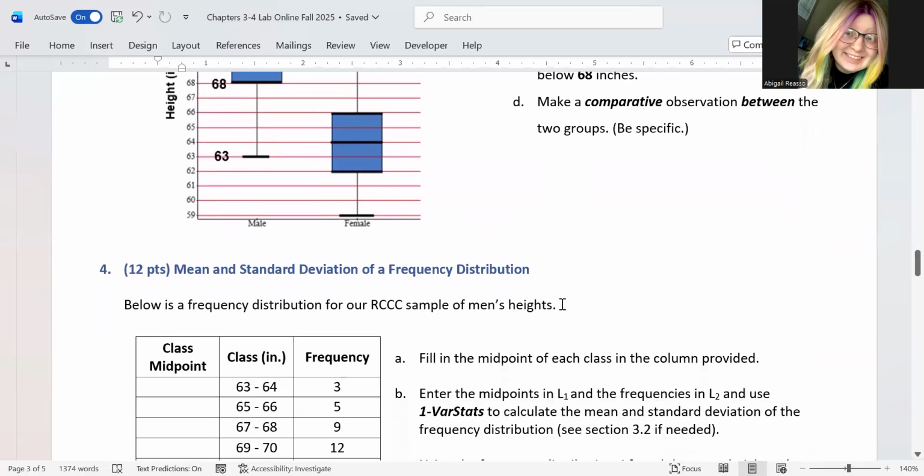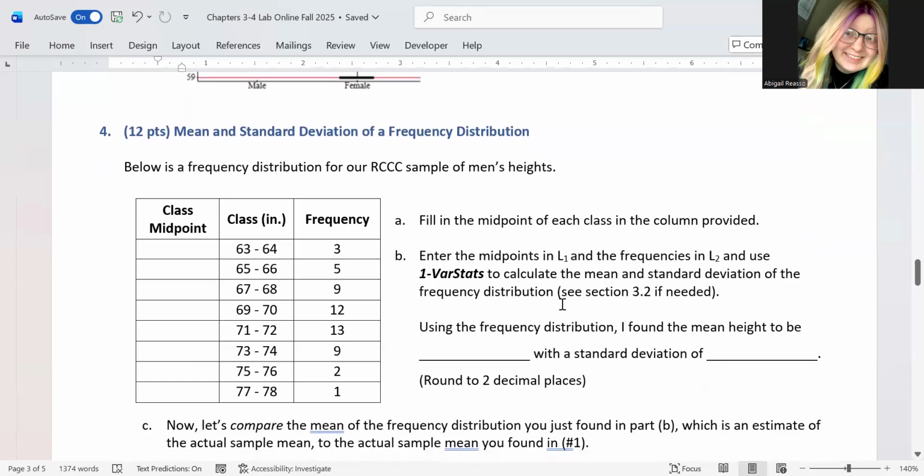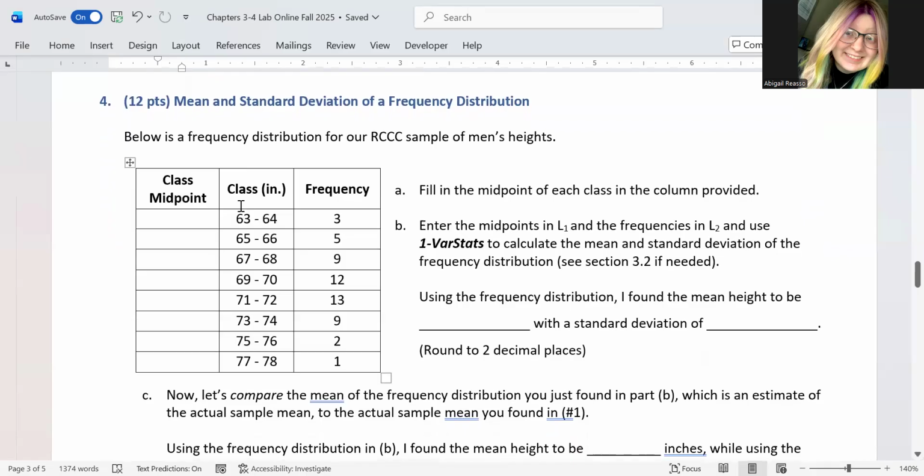Then we're going to compare grouped data versus raw data. So we are going to find the mean and standard deviation of a frequency distribution. So first thing you need to do is find your midpoints, and then we'll use those midpoints in L1 and the frequencies in L2, along with the 1-bar stats to calculate your mean and your standard deviation for the distribution. And you can go back to 3.2 if you need to see some extra help on how to do this.